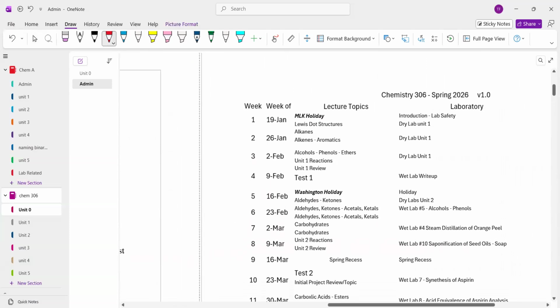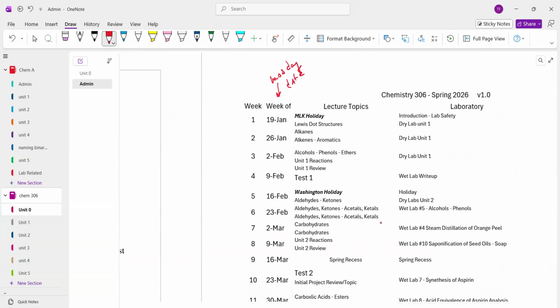So this is Monday date. Okay, so we are doing these for the next few weeks. It's Dry Lab Unit 1, it's on Canvas, under Files.